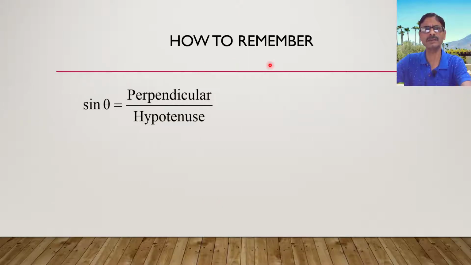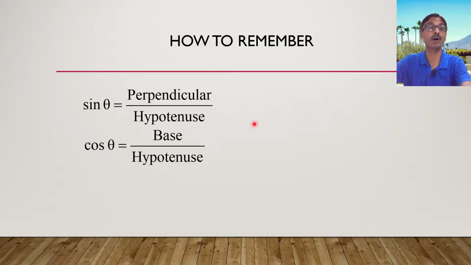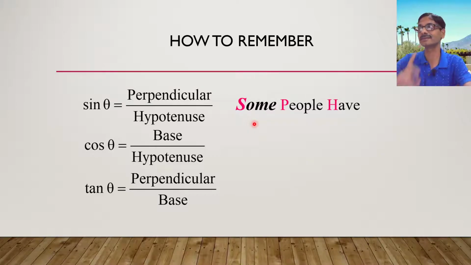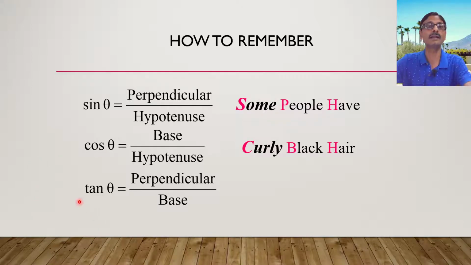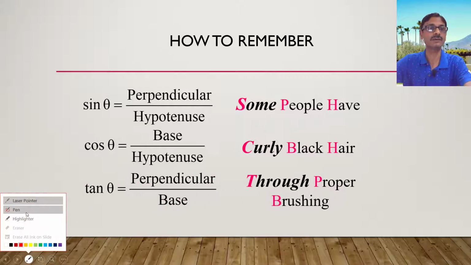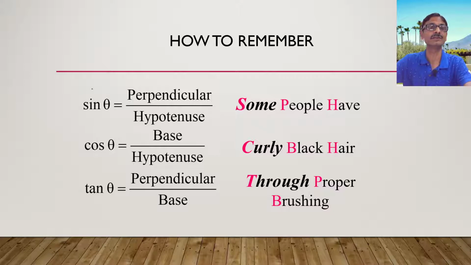How to remember so many names? Sin theta was perpendicular upon hypotenuse, cos theta was base upon hypotenuse, tan theta was perpendicular upon base. 3 new names and the ratios. To learn them, try learning just a sentence. Some people have curly black hair through proper brushing. If you just remember this, then you can remember the whole thing.